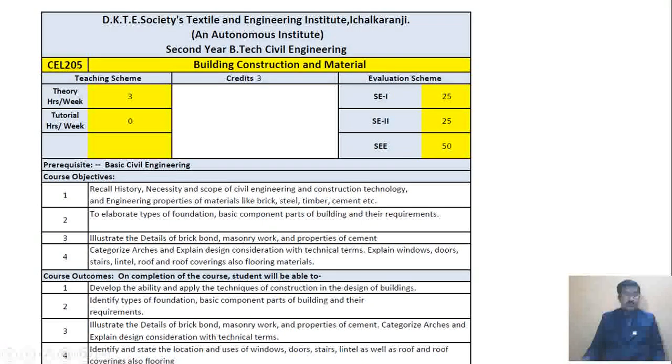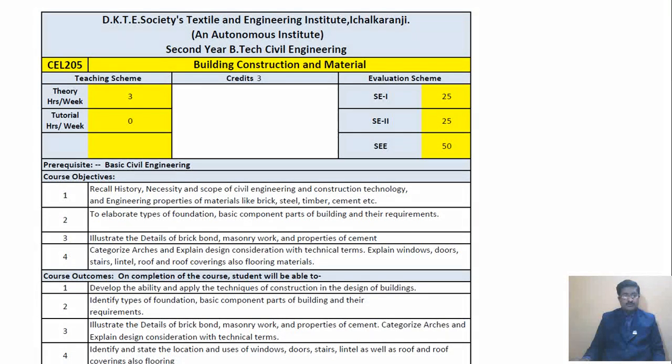So what are the course objectives of this subject? First is to recall the history, necessity and scope of civil engineering and construction technology, and engineering properties of materials like bricks, steel, timber, cement, etc. Second is to elaborate the types of foundation, basic component parts of the building and their requirements. To illustrate the details of the brick bond, masonry work and properties of cement. To categorize the arches and explain design considerations with technical terms. Explain windows, doors, stairs, lintel, roof and roof coverings, also flooring materials.